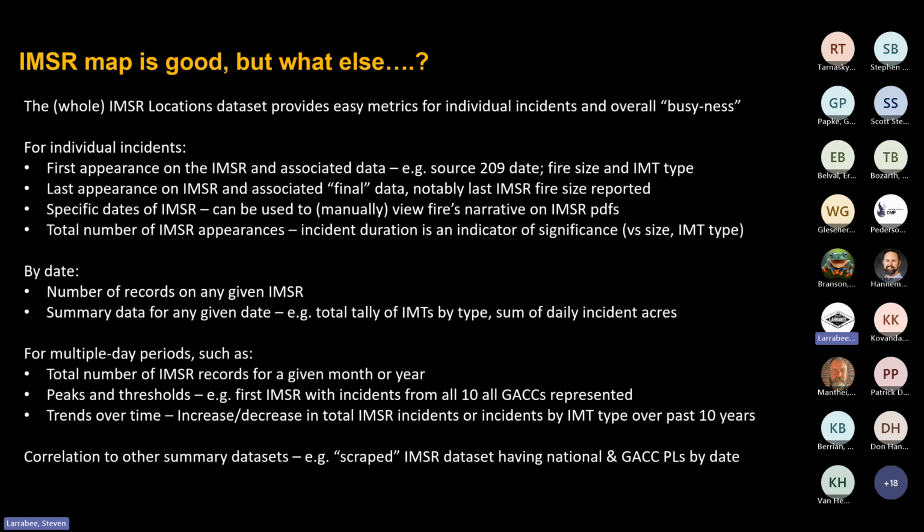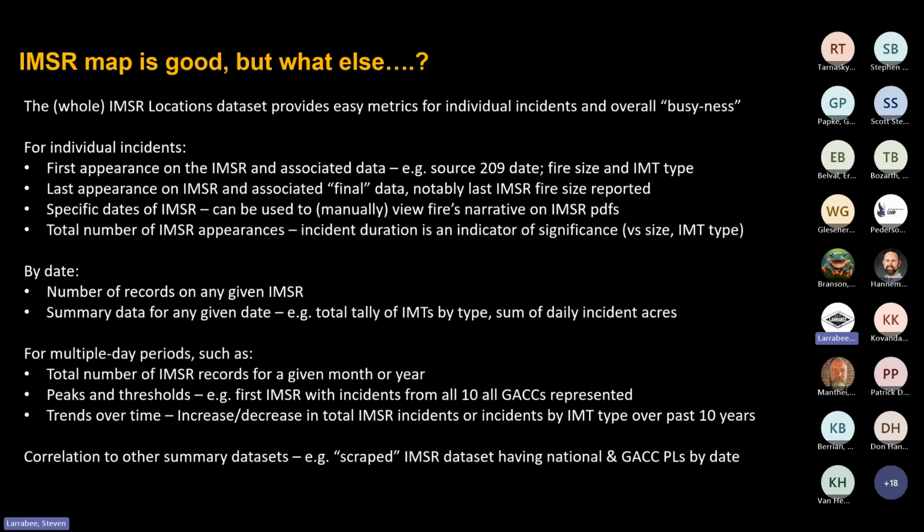We can use that data from the data set to go back and find narratives. And then I just think the number of times that an incident appears on the IMSR is probably an indicator of how significant it was. So if it appeared 45 days in a row, that was probably a pretty significant fire. We can also go look at things then by date, see which of the days were the busiest, just in terms of overall IMSR records.